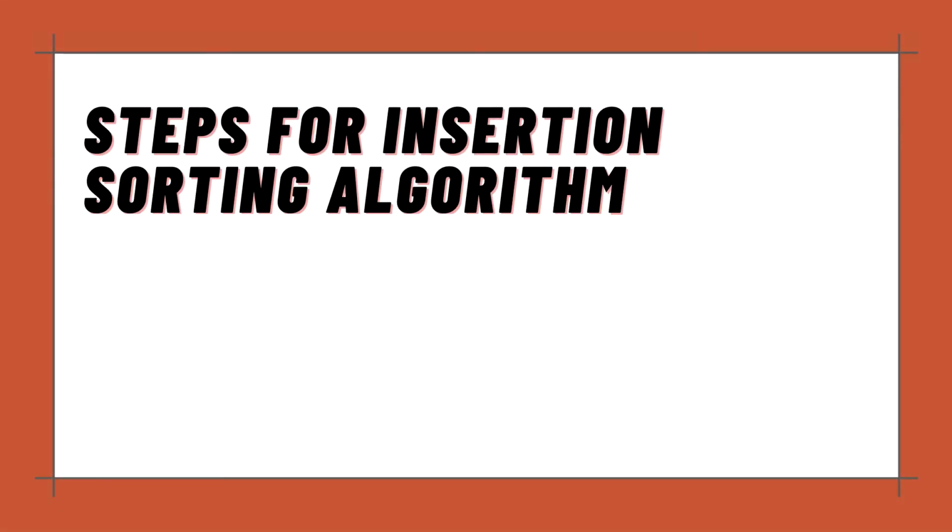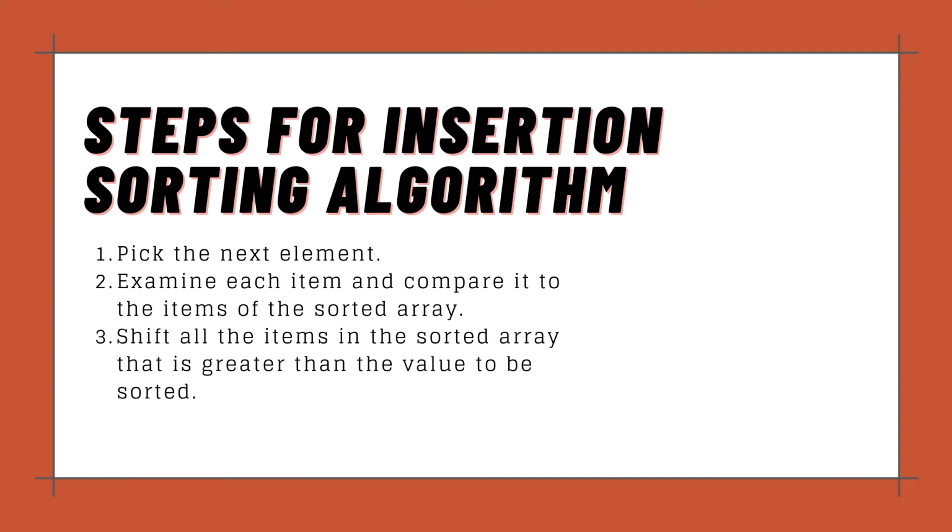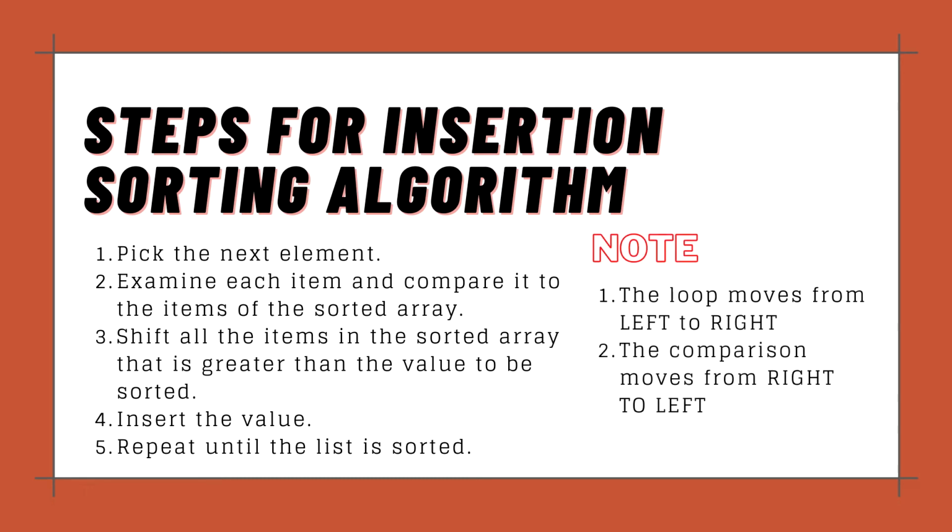Steps for insertion sorting algorithm. First, pick the next element. Second, examine each item and compare it to the items of the sorted array. Third, shift all the items in the sorted array that are greater than the value to be sorted. Fourth, insert the value. Lastly, fifth, repeat until the list is sorted. Note that the loop moves from left to right and the comparison moves from right to left.